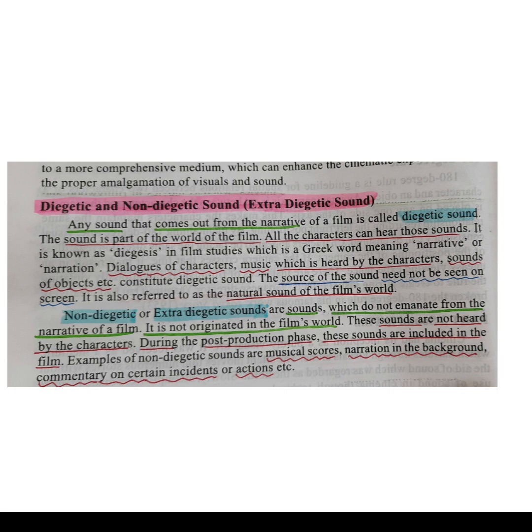Non-diegetic or extra-diegetic sounds are sounds which do not emanate from the narrative of the film. They do not originate in the film's world. These sounds are not heard by the characters. During the post-production phase, these sounds are included in the film. Examples of non-diegetic sounds are musical scores, narration in the background, commentary on certain incidents or actions, etc.